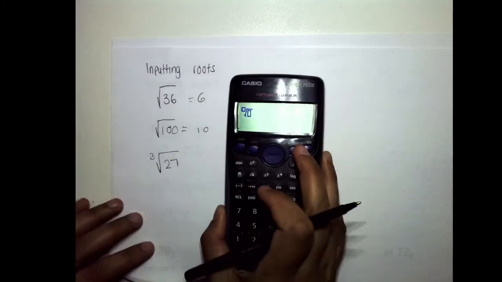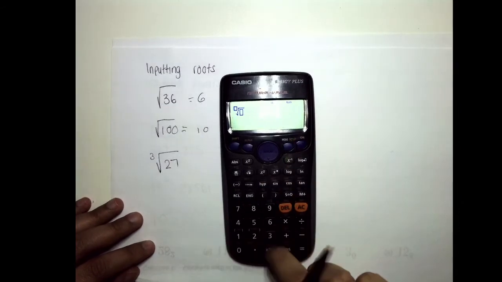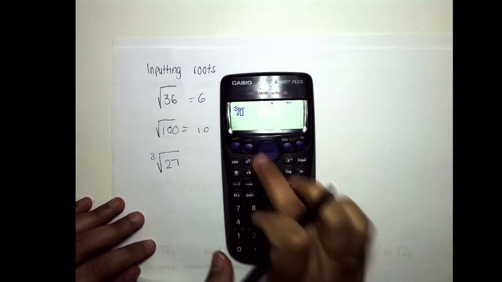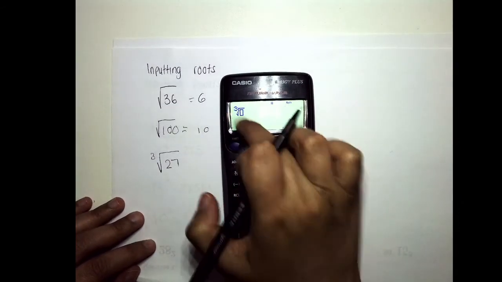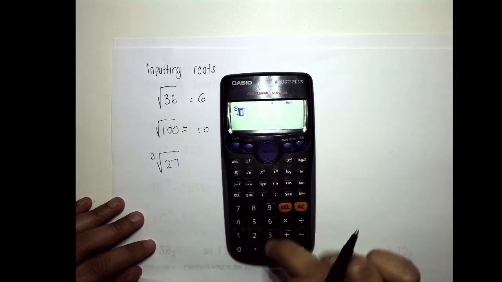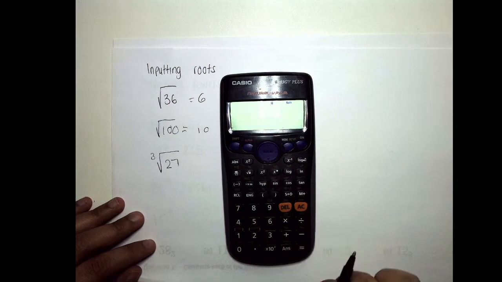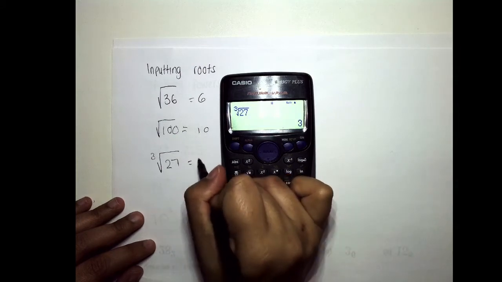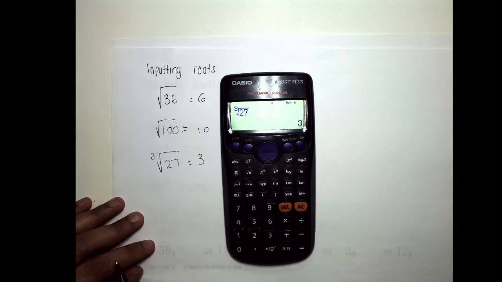So say for instance we want to work out the cube root of 27, I'll put 3 there. That's the cube root, and if I want to access the number, I will just press side, and now that will allow me to input the number 27 and equals 3. Okay, we'll try something else.